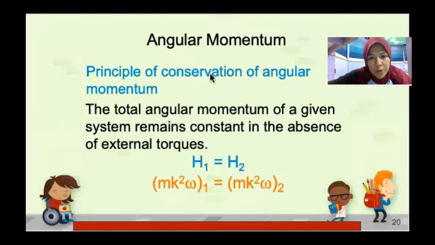Okay, so now we're going to look at the angular momentum. Principle of conservation of angular momentum. So how do we conserve angular momentum? So the total angular momentum of a given system remains constant in the absence of external torque. Okay, so dalam angular momentum ni, bila jumlah kepada angular momentum yang diberikan oleh sistem remain constant, tak ada perubahan dekat momentum disebabkan tak ada external force, external torque.